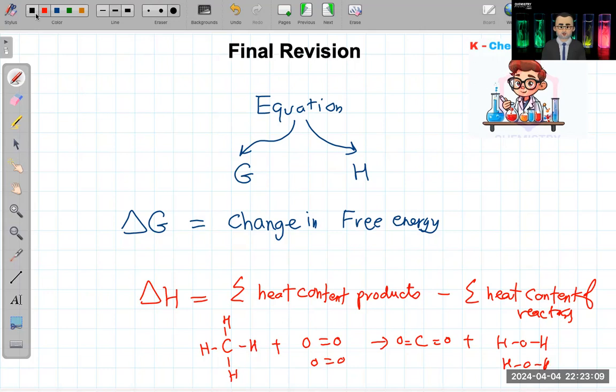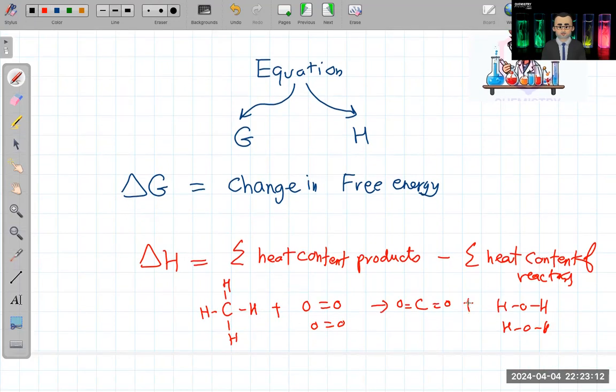We used to know that this is calculated by subtracting the heat content of the reactants from that of the products. So we'll add this one plus this one plus this one, and so on, and say delta H is the sum of delta H of products minus the sum of delta H of reactants. And then we calculate it.